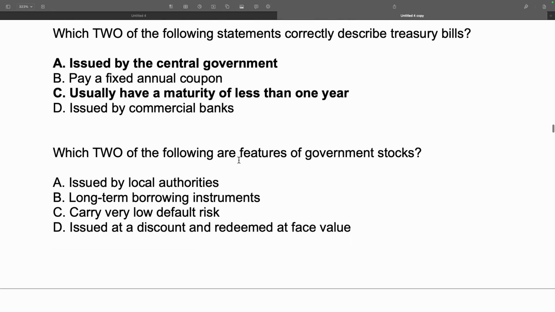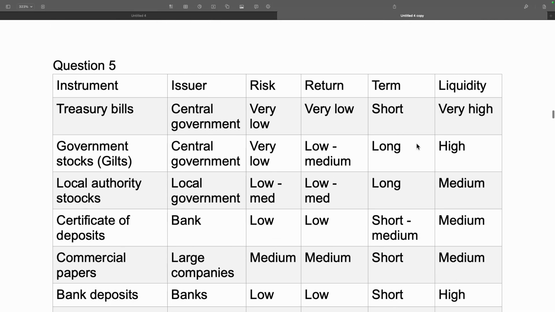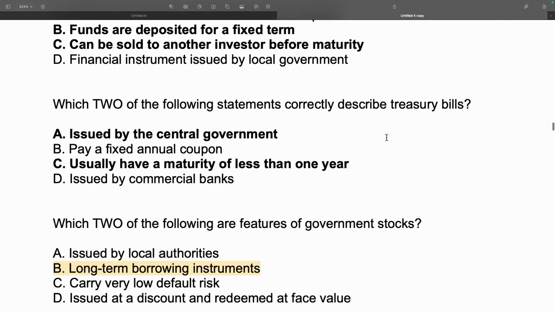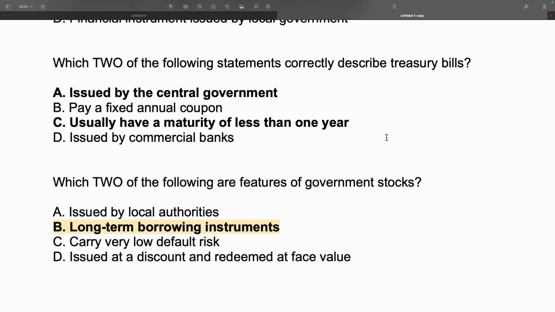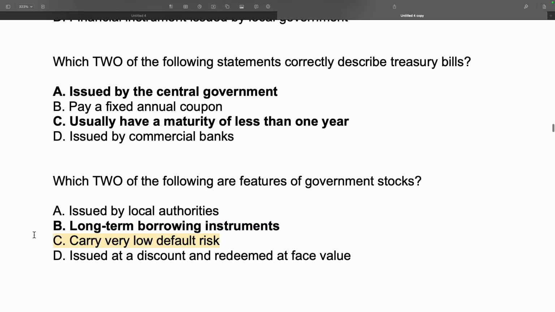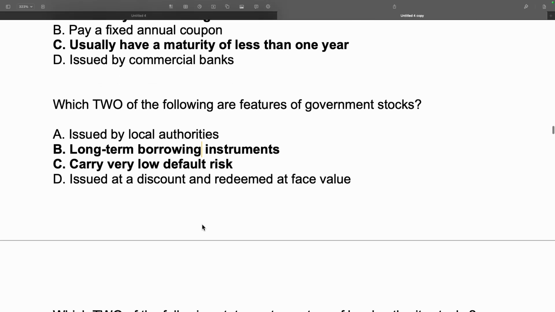Which two are the following features of government stock? Well, it's not issued by local authority. Okay, long-term borrowing instrument. Carry long-term borrowing instrument. Well, it is government stock. Government stock is long. Remember. Then the other one, carry very low default risk. Correct. Government stocks carry very low default risk. Okay. Issued at a discount and redeemed at face value?